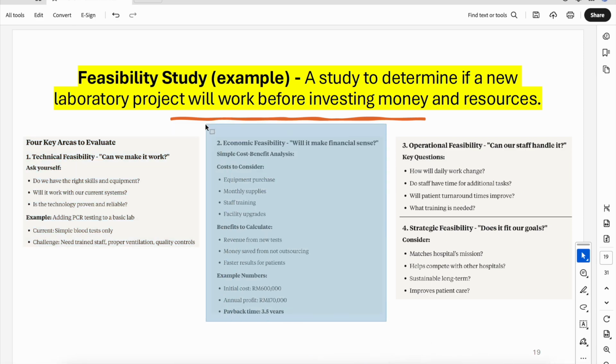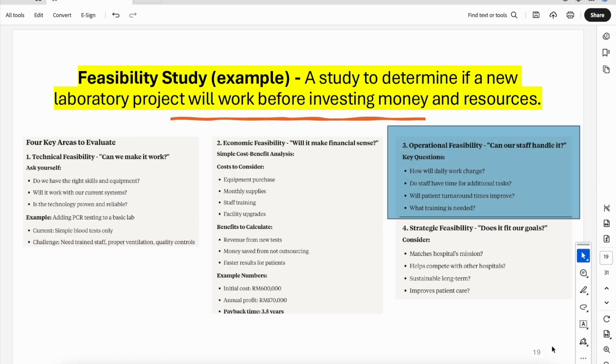Number 2, economic feasibility. Will it make financial sense? Conduct a simple cost-benefit analysis by considering costs to consider: equipment purchase, monthly supplies, staff training, and facility upgrades. Benefits to calculate: revenue from new tests, money saved from not outsourcing, and faster results for patients. Example numbers: initial cost 600,000, annual profit 170,000, payback time 3.5 years.